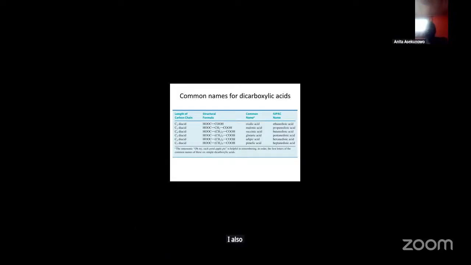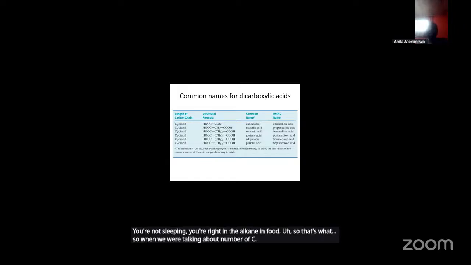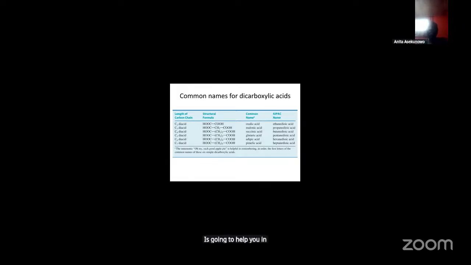I stress on this IUPAC name. Whenever you want to write dicarboxylic, that alkane compound must be written in full. Then you end it up with dioic. Remember, when you want to talk about carboxylic, you talk about propanoic, OIC. But because we have 2 OIC, we call it dioic. And the alkane will be written in complete. That's why you have ethane. Some of you, when writing, will skip the E. You're not skipping it, you're writing the alkane in full. So when we are talking about number of C, it's going to help you in knowing the alkane.